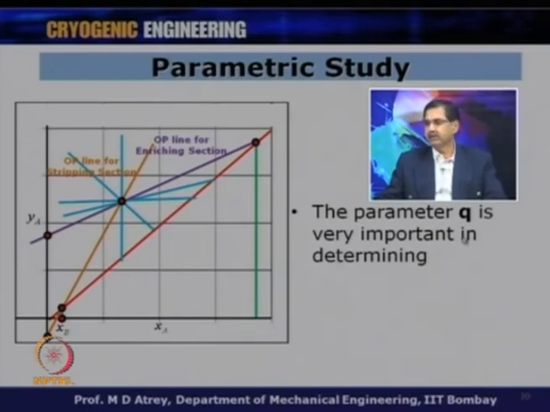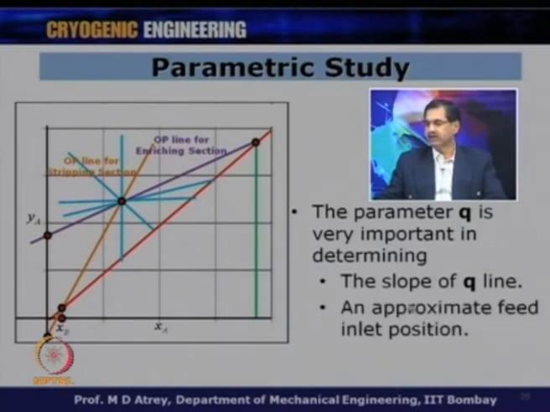The parameter Q is a very important parameter in determining the slope of the Q line and the approximate feed inlet condition, and therefore the number of theoretical plates. This is very important. So, let us see the effect of these parameters using the earlier problem which we have solved.